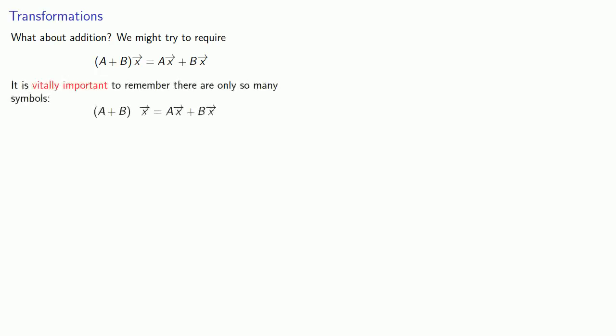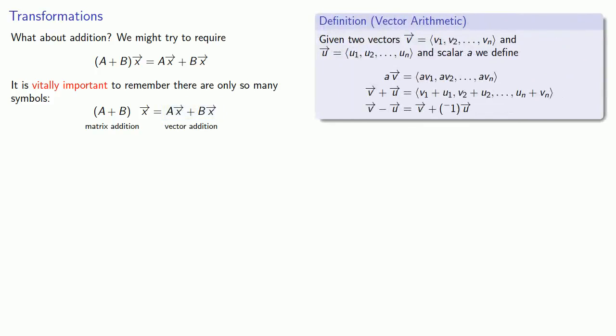So let's consider addition. We might try to require that A plus B, whatever that is, acting on vector x, should be A acting on x plus B acting on x. And it's vitally important to remember there are only so many symbols, and in this particular case on the left-hand side this plus refers to matrix addition, which we haven't yet defined, while on the right-hand side the plus refers to vector addition, which we have. And this is useful because it suggests we can define matrix addition in terms of vector addition.